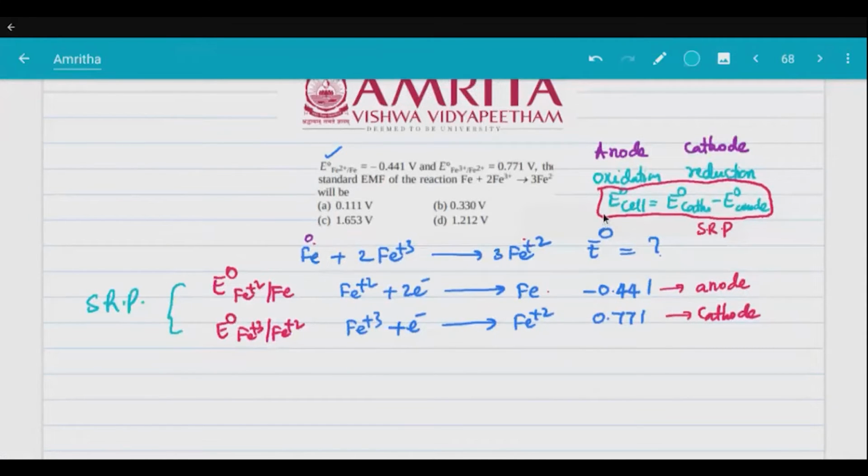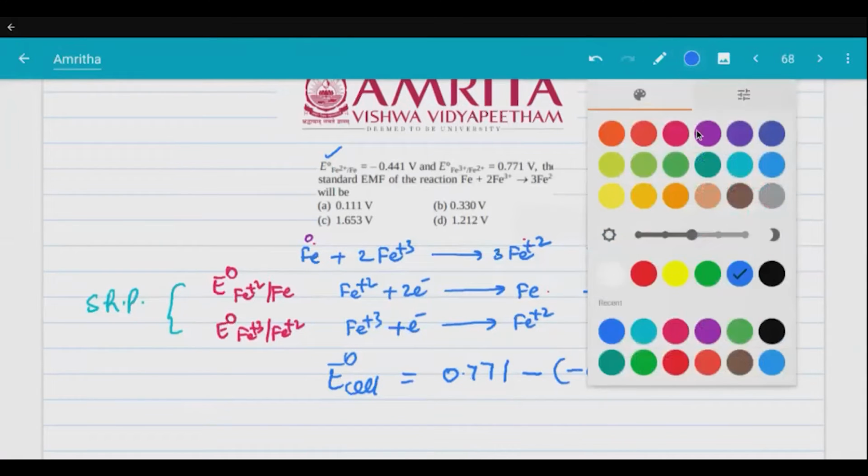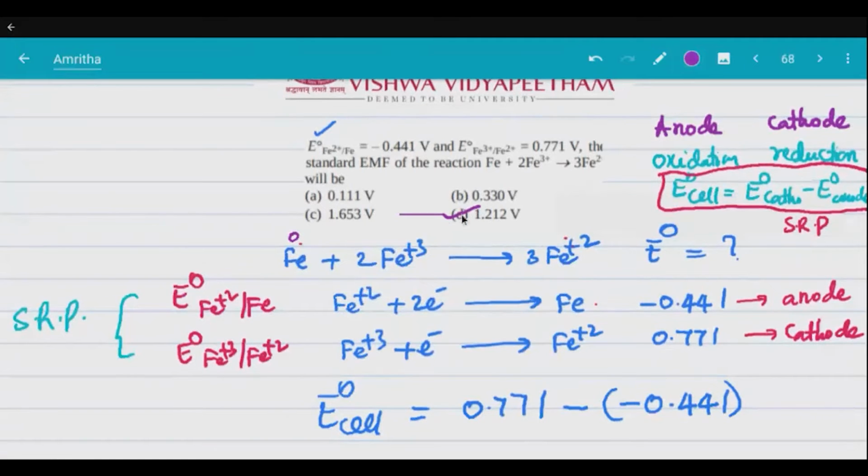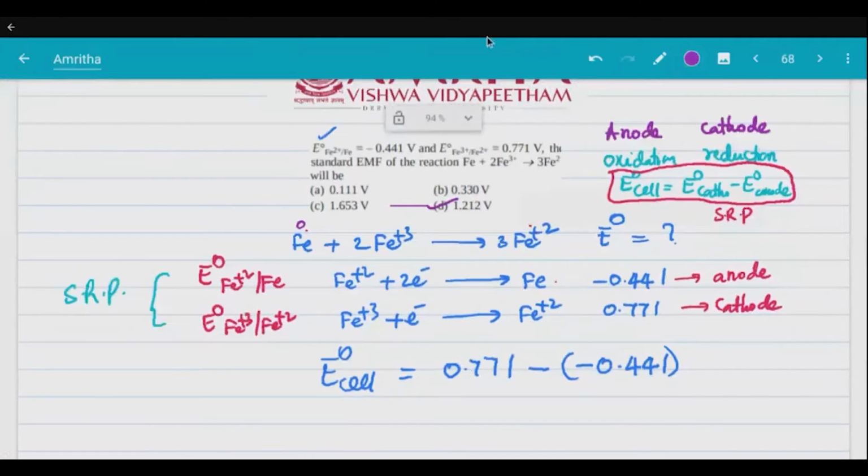So if there are SRP values, how should we do this? E naught cell is equal to cathode minus anode. Cathode is 0.771 minus, and don't change the sign, because both are SRP, minus (-0.441). So this must be 0.7 plus 0.4, which is 1.2 approximately. So this should be option D. Any doubt here? Very simple.